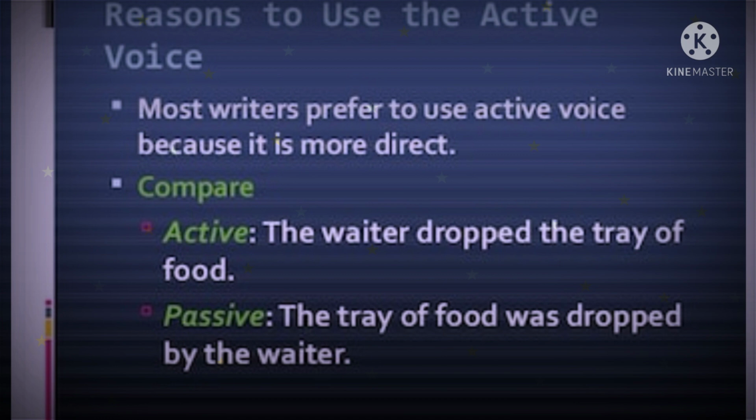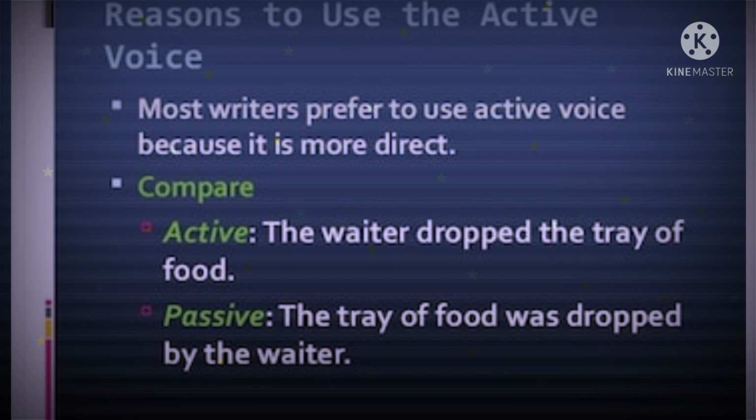Let's see the reasons to use the active voice. In most writings we will see active voice. When we use it in regular conversations, we use active voice. What's the reason behind it? Because it's more clear or more direct than using passive voice. See these examples. The waiter dropped the tray of food. That is active voice. It is converted into passive here.